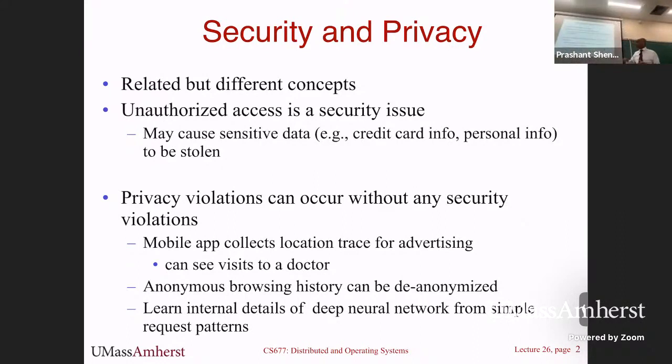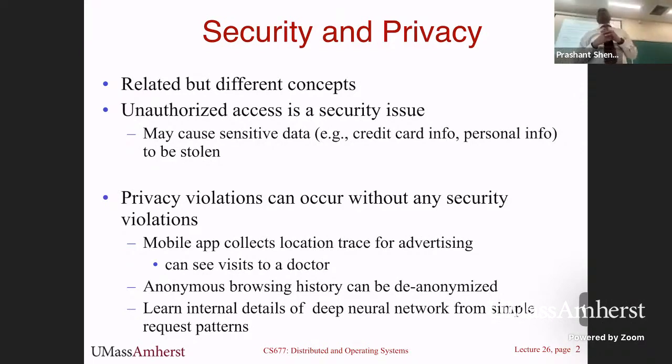That's a privacy violation. Neither of these examples are security attacks. You can just assume that these are just data collection exercises, but they're revealing additional information that was not intended to be revealed. And the same is true if you think about machine learning examples. You can actually take a deep neural network and simply make inference requests to that network. And based on the output it produces, you can actually learn internal details of that model that is being used to do the inference.